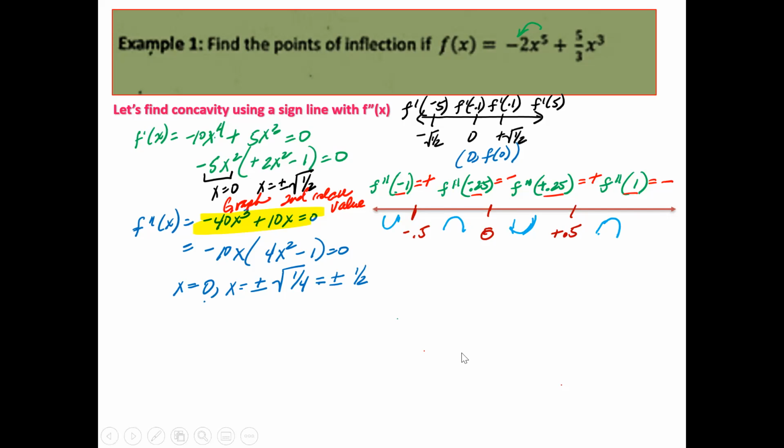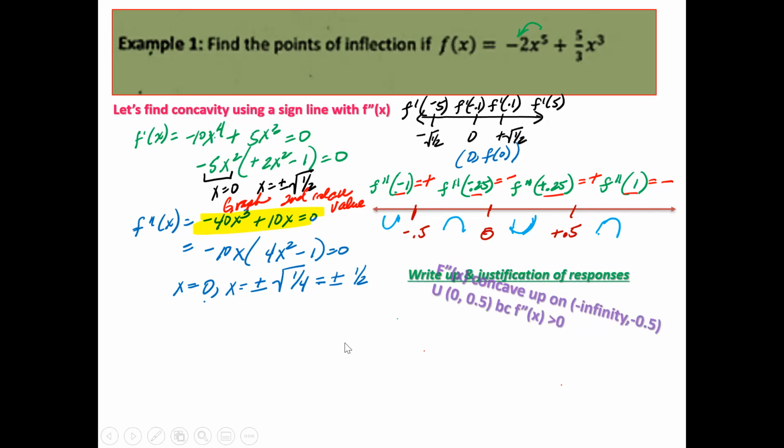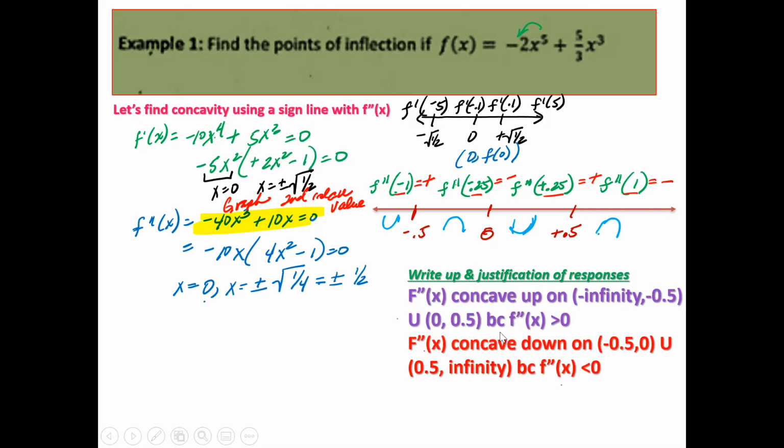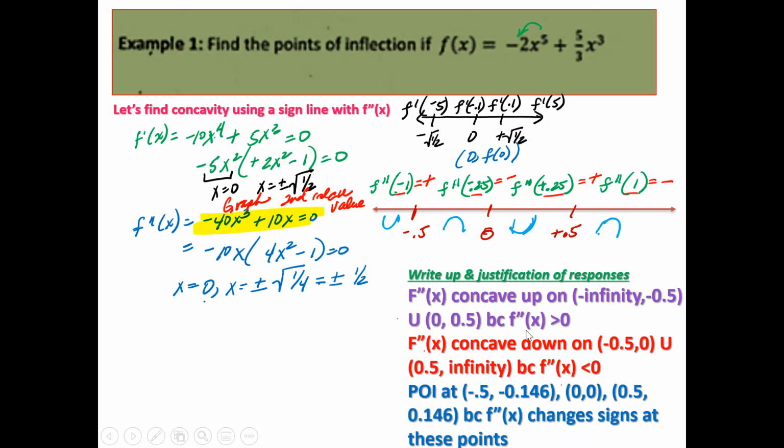So then, of course, we have the write-up, okay? And you need to write up your justifications. My justification is going to be as follows. I could say f double prime of x is concave up on negative infinity to negative 0.5, union 0 to half, because f double prime of x is greater than 0. The counterpart to that is f double prime of x is concave down on these intervals because f double prime of x is less than 0.